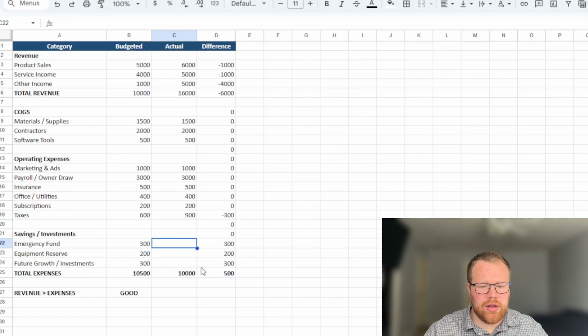Okay. So now look, 10,000 in expenses, 16,000 in revenues. We have $6,000 to work with. So maybe we really need to beef up our emergency fund here. This is something where we could put the 6,000 in there. And look, we're still good. Now, for example, if this ran hot on taxes and it's 1,000, look, it auto-populates to bad because our total expenses are greater than our revenues.